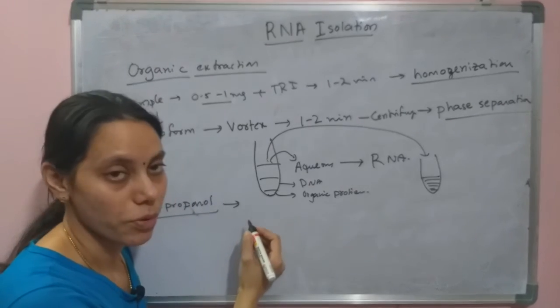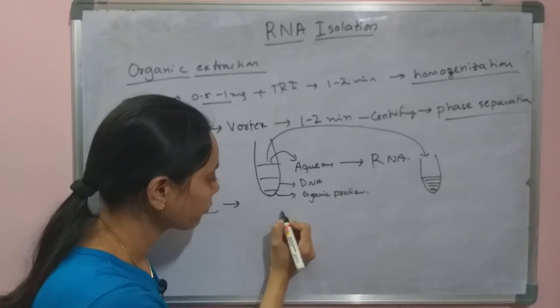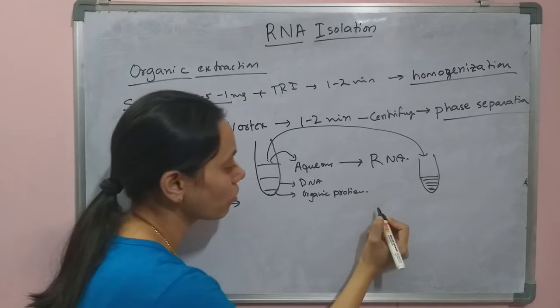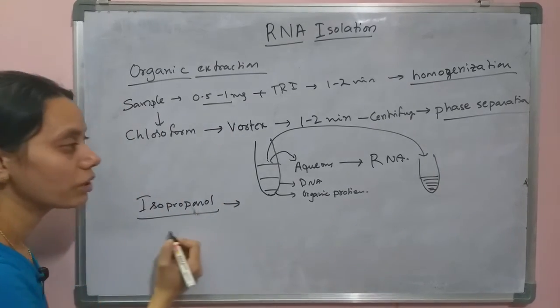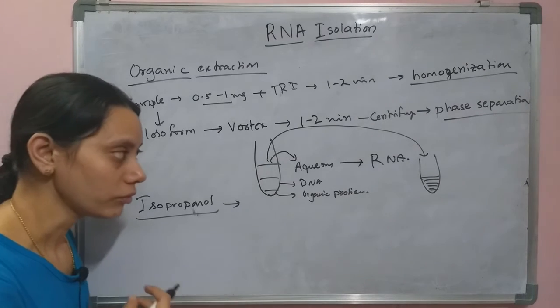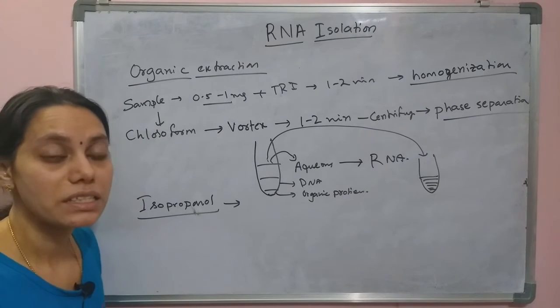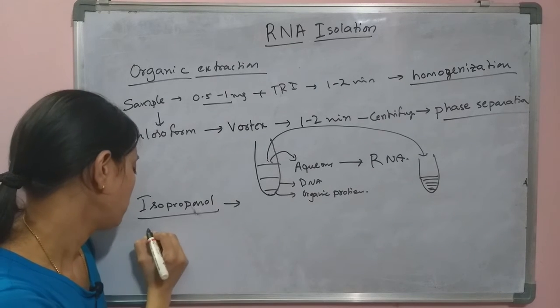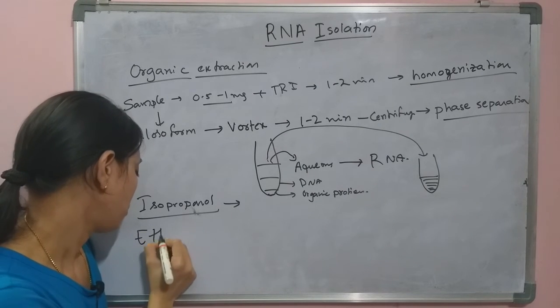Generally we use isopropanol. So during this isopropanol treatment you are decreasing the solubility of nucleic acids so that they can be precipitated by using ethanol.